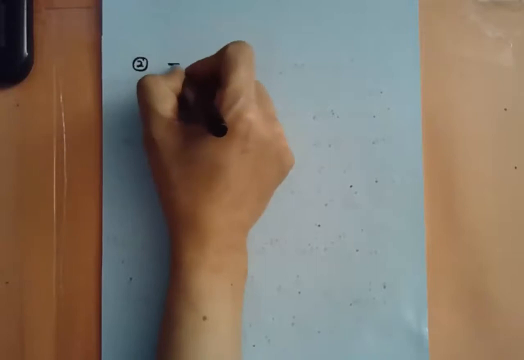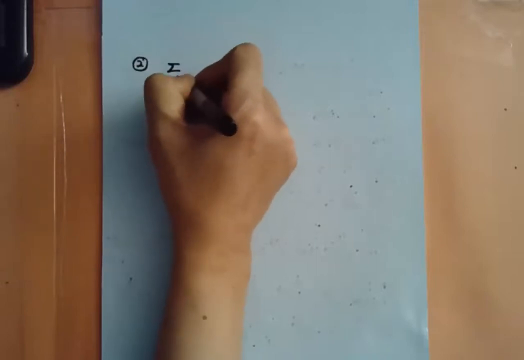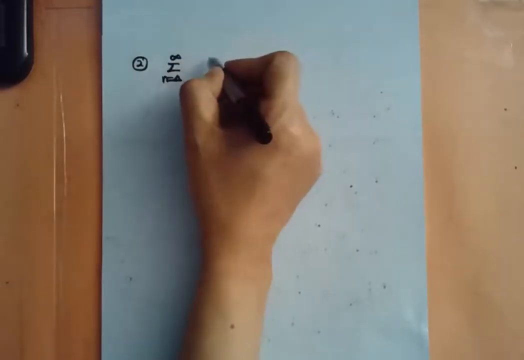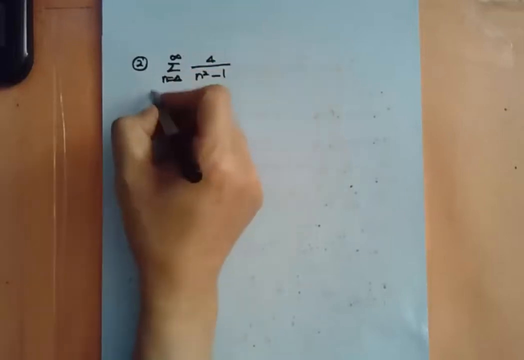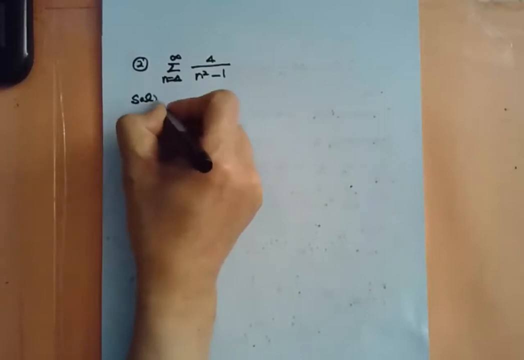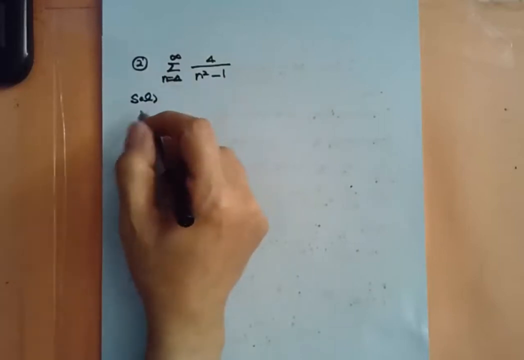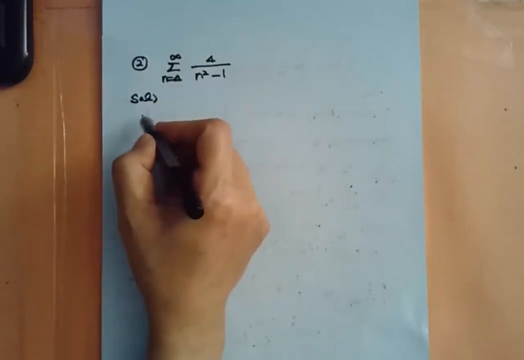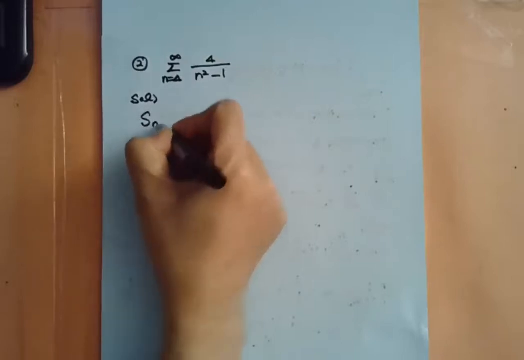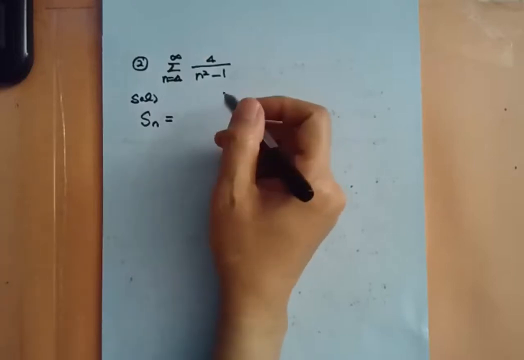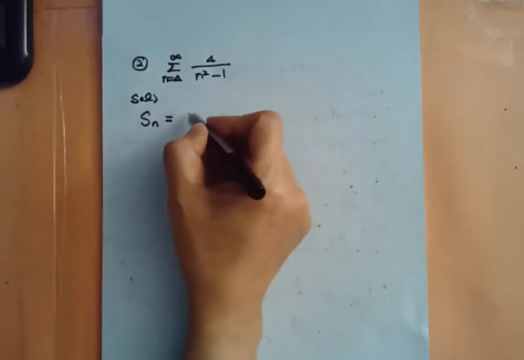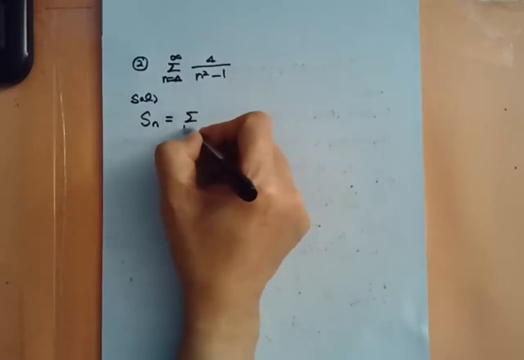The second one is summation n equals 4 to infinity 4 over n squared minus 1. As we did in the previous one, we think about the partial sum and we will think about the limit of the partial sum.